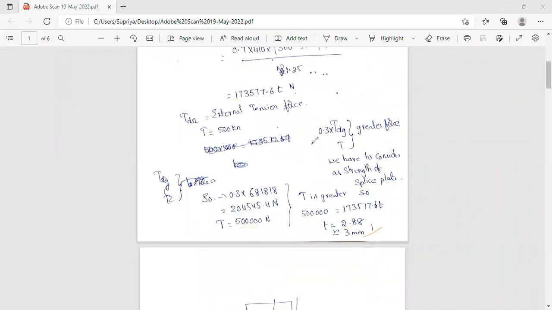So this is how we decide the thickness of the splice plate. The design of a splice plate includes design of the connection and design of the splice thickness. You know how to design the bolted connection, and if you want a welded connection, you also know how to decide that. And this is how we decide the thickness of the splice plate.